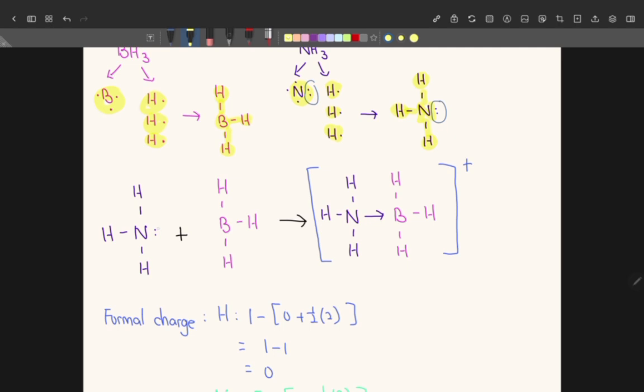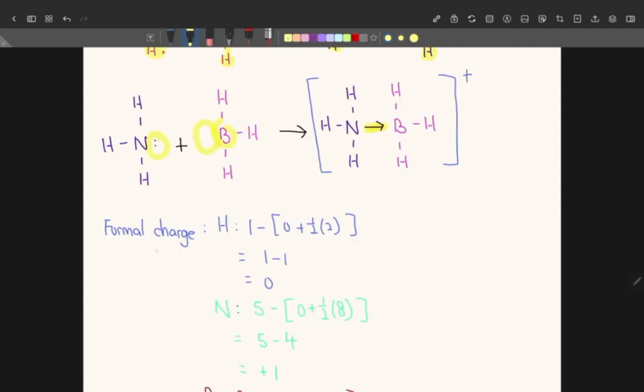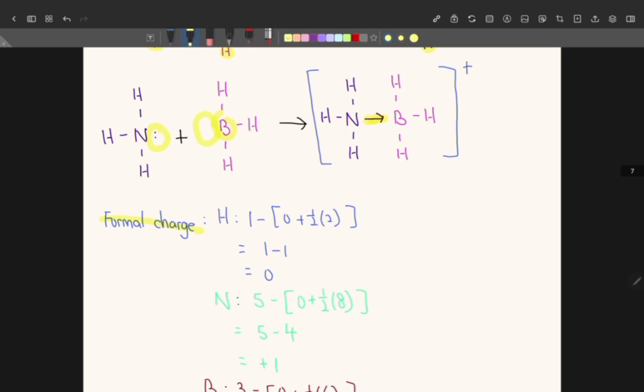Okay, the nitrogen has a lone pair here, and the B has an empty orbital here, so nitrogen can share the lone pair with B, and B can receive because it has an empty orbital. So one shares, one does not share, we will form a dative bond. So now we calculate the formal charge.